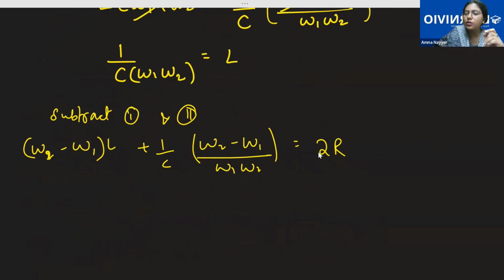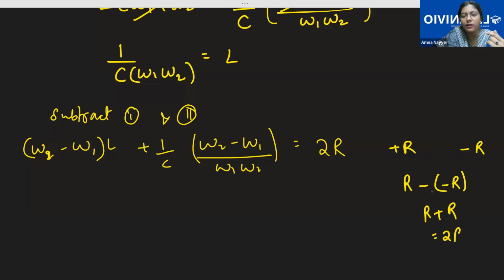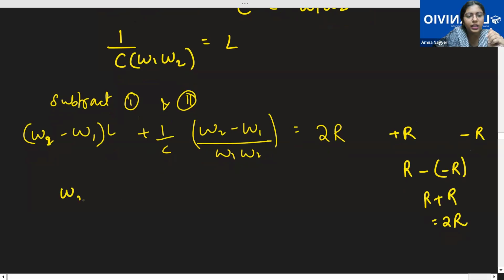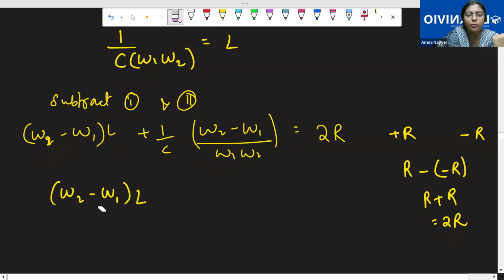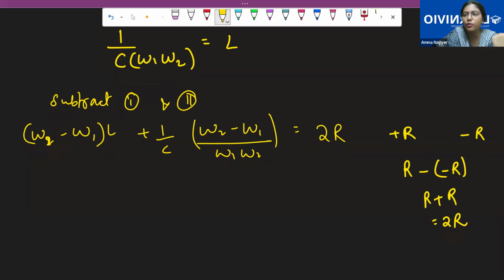Here instead of 0, look, R is there, you have plus R, you have minus R. That time you were adding, so plus R minus R got cancelled. Now it is R minus minus R, so that is R plus R, which is equal to 2R. So now, from here, this is omega 2 minus omega 1 into L, and 1 by C. Let me take it common here also. See, omega 2 minus omega 1 is common from both of them.